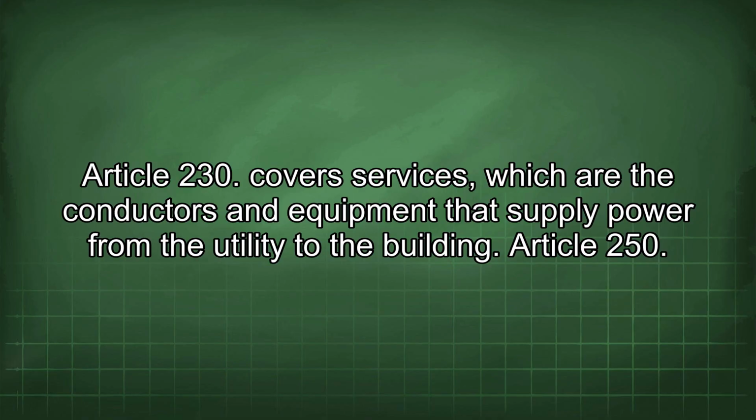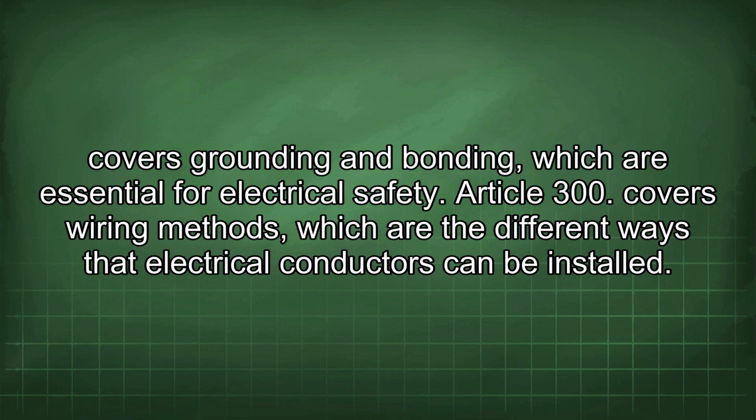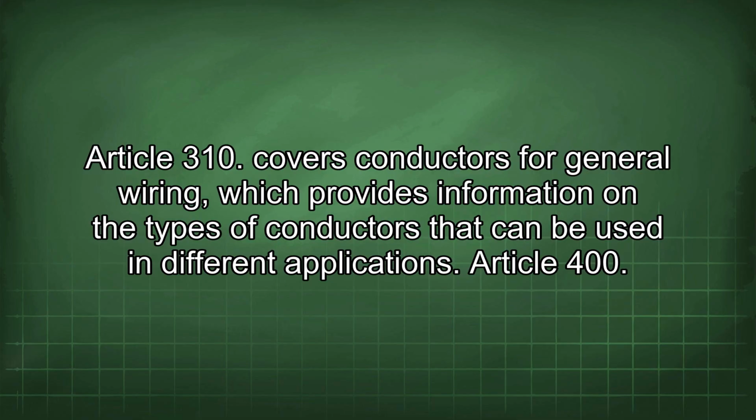Article 250 covers grounding and bonding, which are essential for electrical safety. Article 300 covers wiring methods, which are the different ways that electrical conductors can be installed. Article 310 covers conductors for general wiring, which provides information on the types of conductors that can be used in different applications.